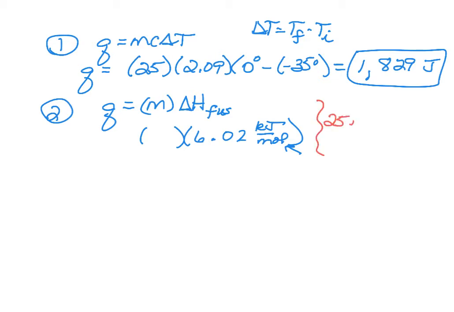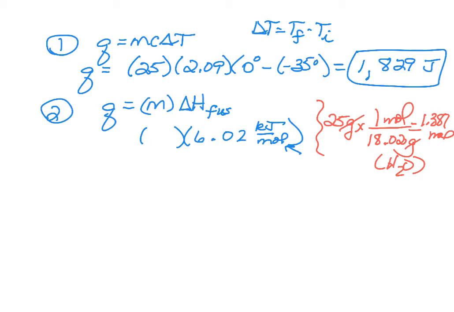So 25 grams, and of course to convert from grams to moles, you need the molar mass of the substance, and the molar mass of water, H2O, is 18.02 grams per mole. And so the moles that we have is 1.387 moles of water. So let's go and put that here.